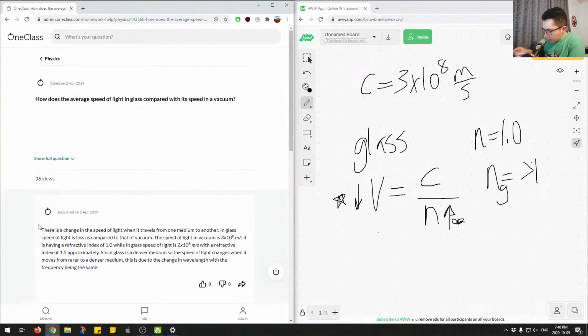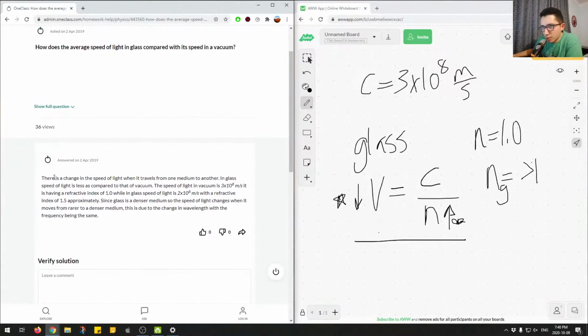And we can use this equation to calculate it if we were given numbers in the question. So let's look at the attempted solution by the student. There is a change in the speed of light when it travels from one medium to another. In glass, this would be less. And they go on to describe why that's the case due to the refractive index. And then the refractive index for glass is 1.5, approximately. So for a denser medium, the speed of light changes and it will be slower.